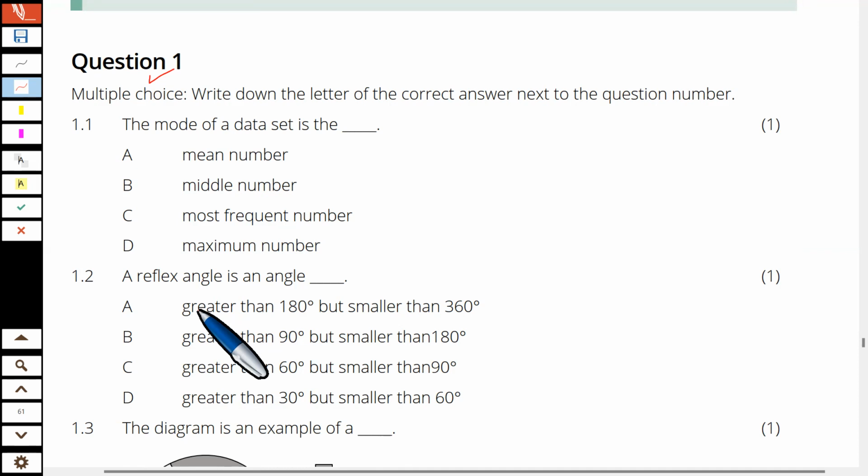So in 1.1, the mode of a data set is the what? Is it the mean number? Is it the middle number? Is it the most frequent number? Is it the maximum number? So if you look at that one, what do you think the answer is? I'm giving you 1 minute to try that. It's just 1 mark. What do you think? The most frequent number. That's correct. Yes. The mode of a data set is the most frequent number.